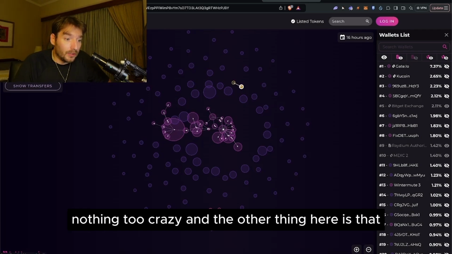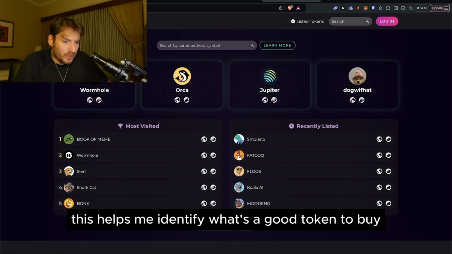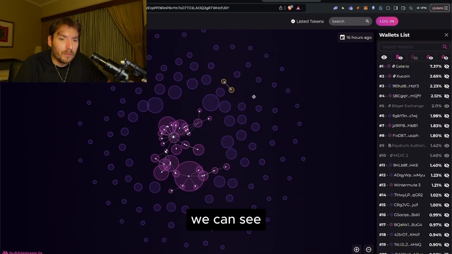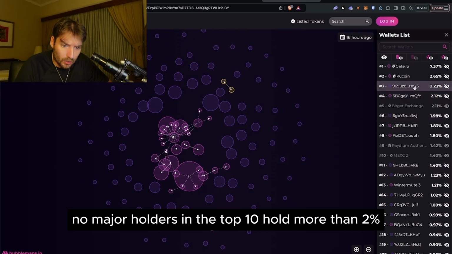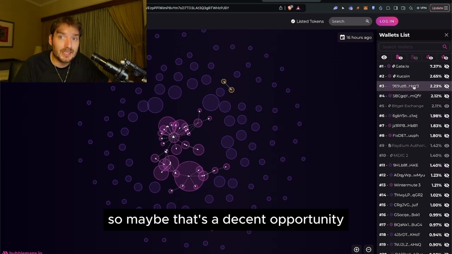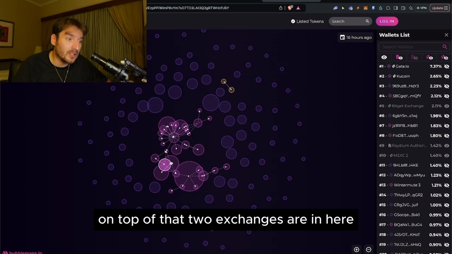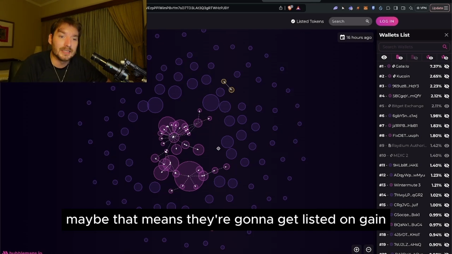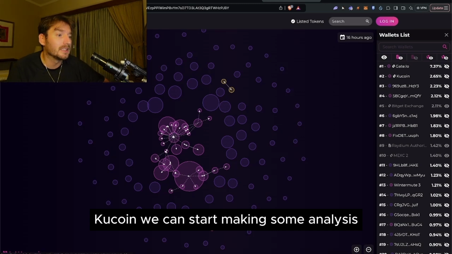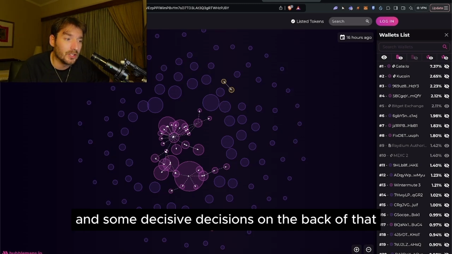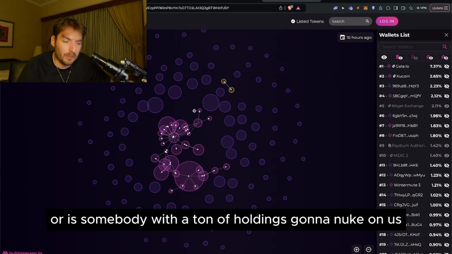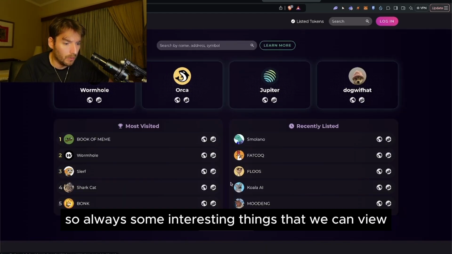Nothing too crazy. And the other thing here is that this helps me identify what's a good token to buy. Based on that Moodang chart, circling back to it, this is actually not a bad buy. We can see no major holders in the top 10 hold more than 2%. So maybe that's a decent opportunity. On top of that, two exchanges are in here. So some decent interest there when it comes to exchanges. Maybe that means they're going to get listed on Gate and KuCoin. We can start making some analysis and some decisive decisions on the back of that to determine, is price going to go up? Or is somebody with a ton of holdings going to nuke on us? So always some interesting things there.